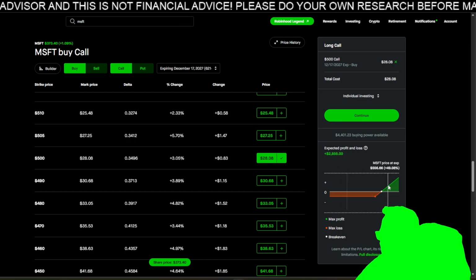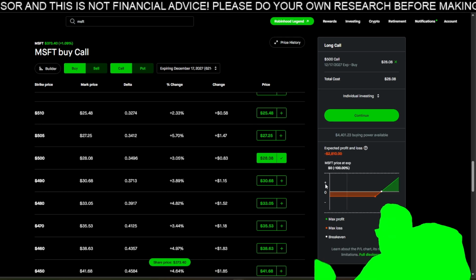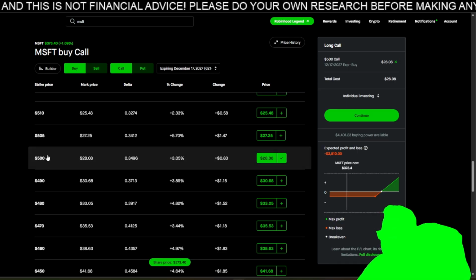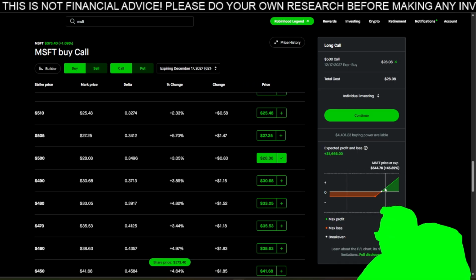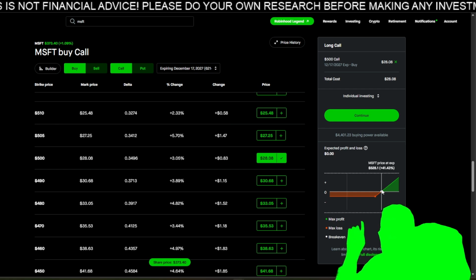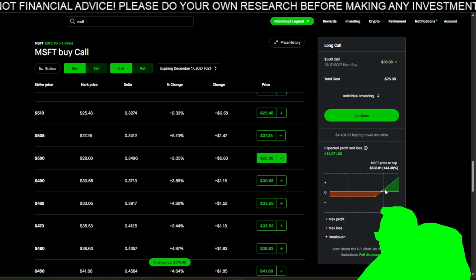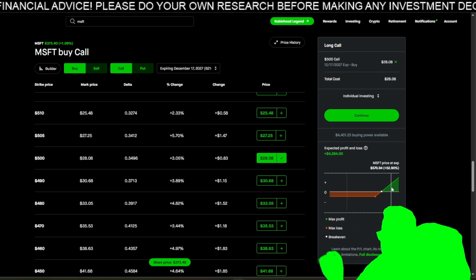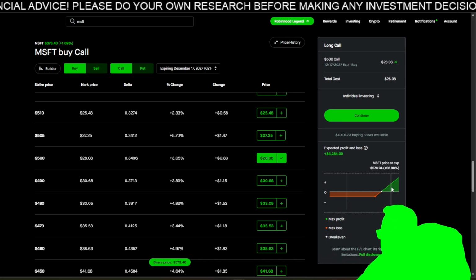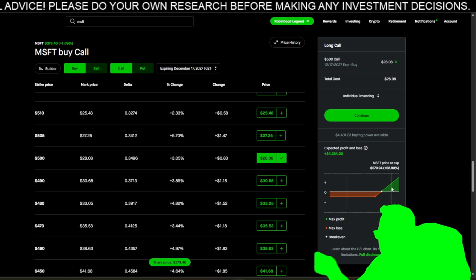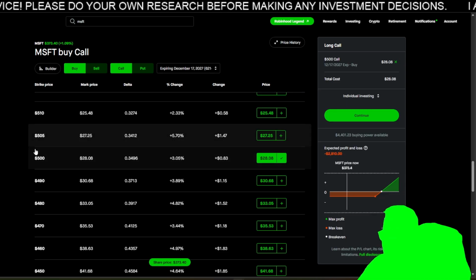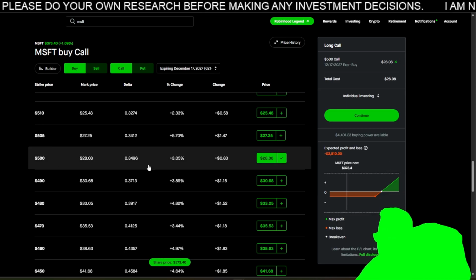But as you'll see, you are basically controlling 100 shares' worth of Microsoft at $500. If it goes past that $528 break even, because obviously you had to pay for that, anything past that, you are getting a very nice leverage position. You are controlling 100 shares of Microsoft for $2,800 at a $500 strike price. But again, it's not there.